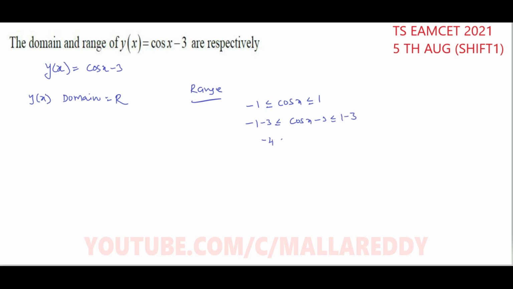That is, −4 ≤ cos x − 3, which is y(x), ≤ −2. Therefore, the range is the closed interval [−4, −2]. This is the range of the given function. Here the domain is R and the range is [−4, −2], so it is a closed interval.